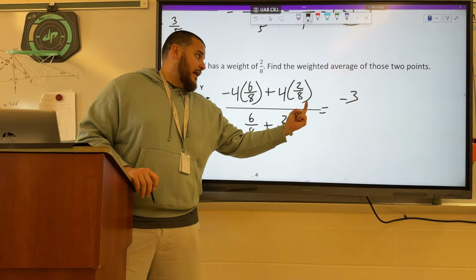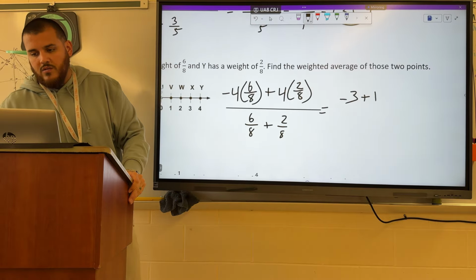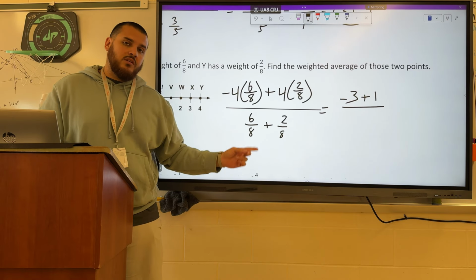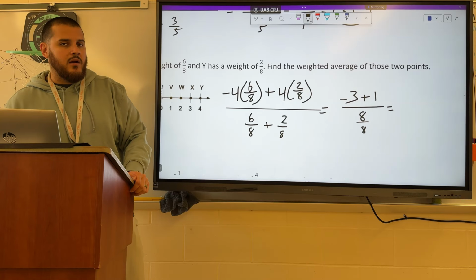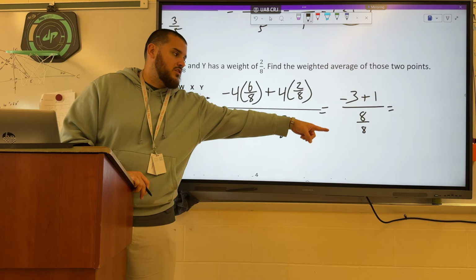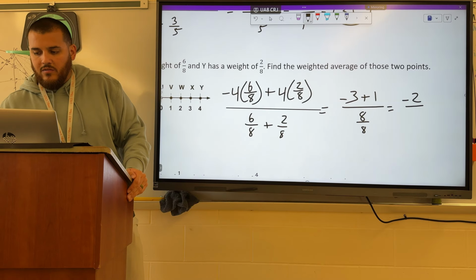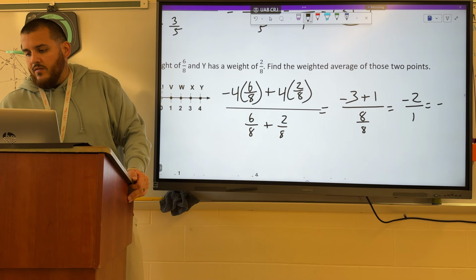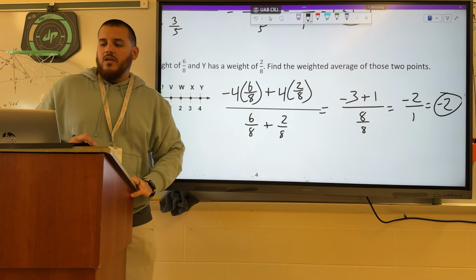4 times 2 divided by 8. 4 times 2 is 8. 8 divided by 8 gives me +1. So I got +1. On the bottom, 6/8 plus 2/8 gives me 8/8. Remember, we're always going to get 1 on our denominator there when we have fractions as our weighted average. 8 over 8 is 1. -3 plus 1 on top gives me -2. 8 over 8 again gives me 1. And when I divide anything by 1, it's equal to itself. I got a weighted average of -2.